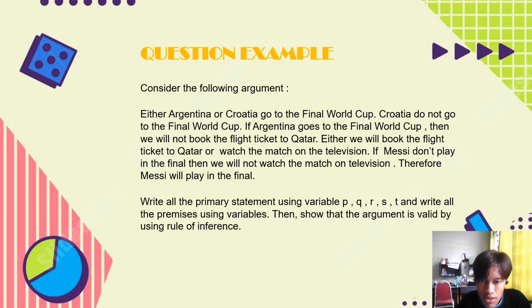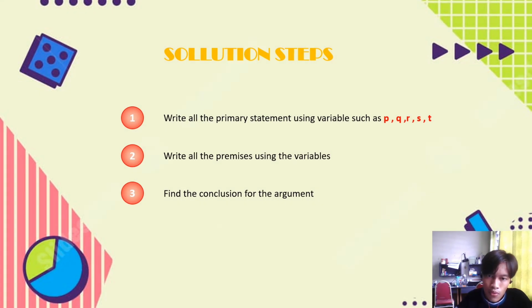What are the primary statements using variables P, Q, R, S, T, and what are the premises using variables? Then show that the argument is valid by using rules of inference. There are three steps in solving the problem: first, write all the primary statements using variables such as P, Q, R, S, and T as the question requests, then write all the premises using variables, and then find the conclusion for the argument.